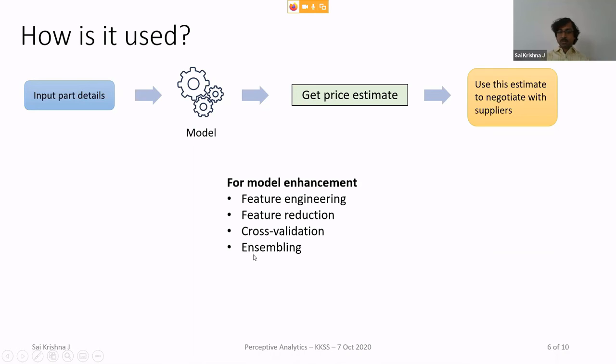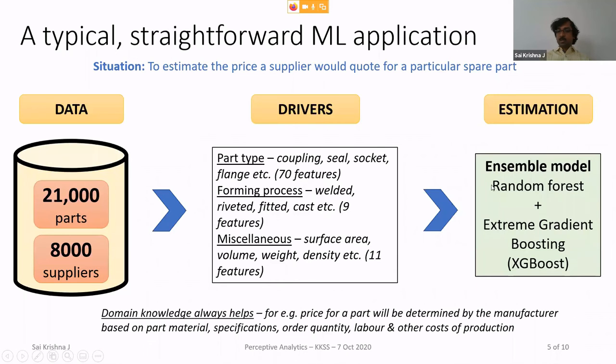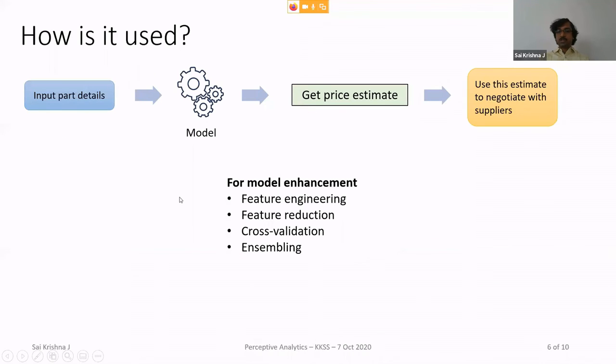And ensemble, I told you. So one particular model might not give the best result. So we use a combination of 2 models and use a weighted average, which will help us get the most accurate estimate. So these are all certain techniques which we can use to enhance our models. Any questions here?